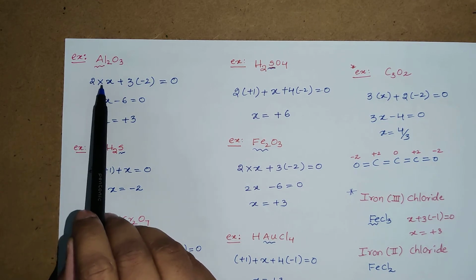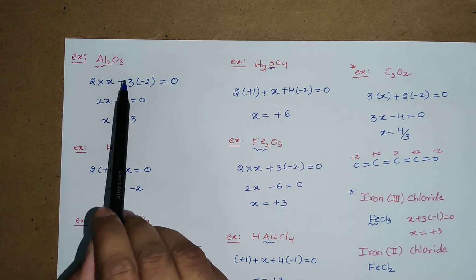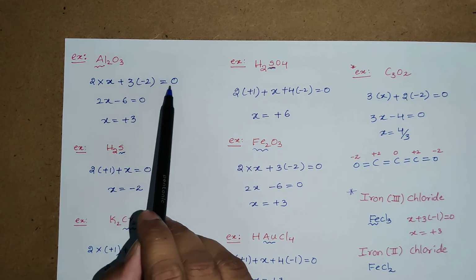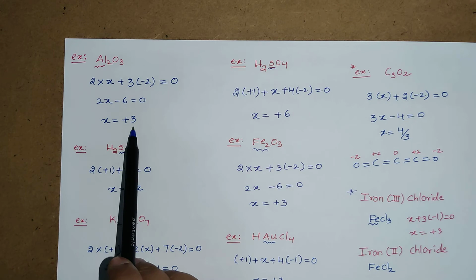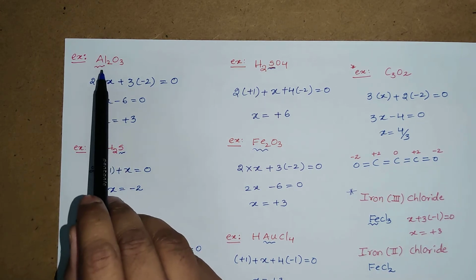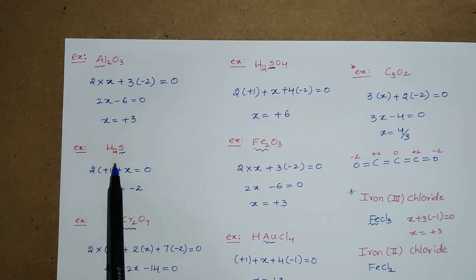That's why 2 into X plus 3 into minus 2 is equal to 0. Then 2x minus 6 is equal to 0, so X is equal to plus 3. The oxidation state of each aluminium is plus 3.